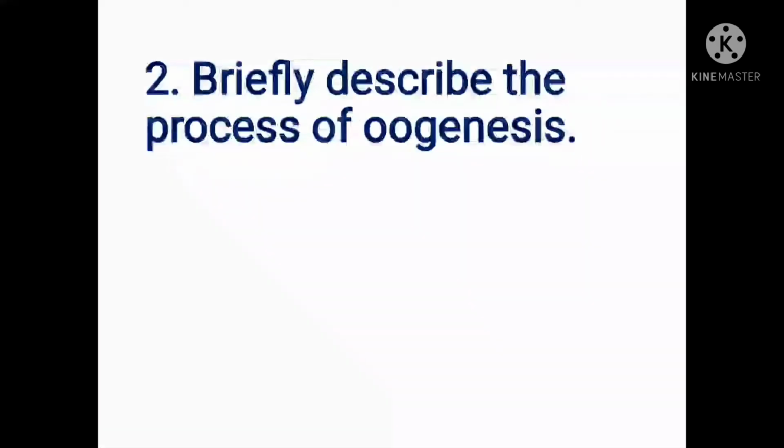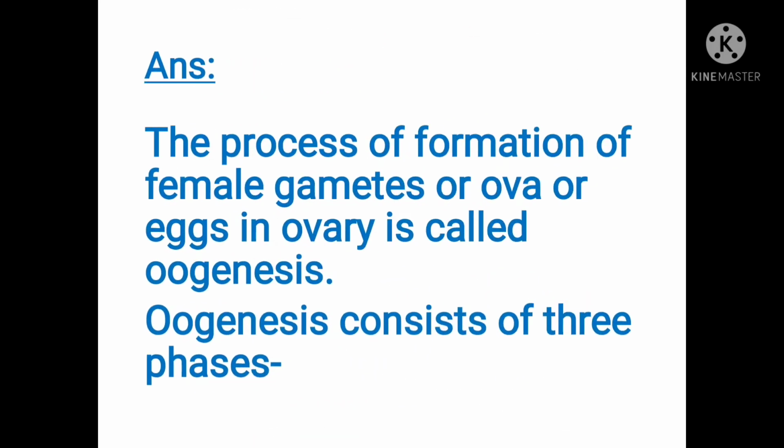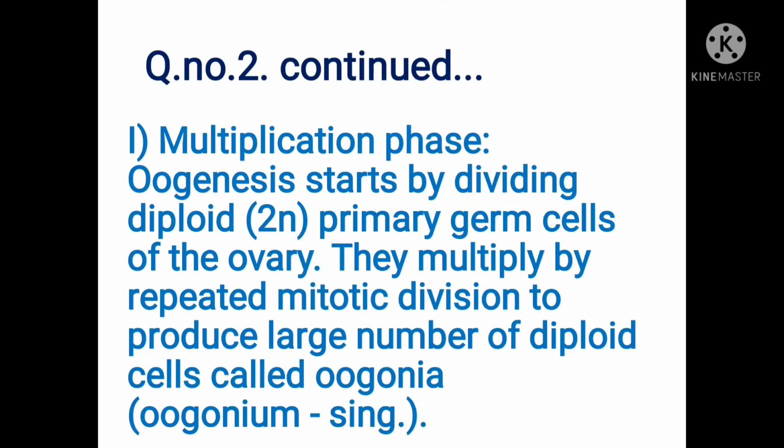Question number 2. Briefly describe the process of oogenesis. Answer. The process of formation of female gametes or ova or eggs in ovary is called oogenesis. Oogenesis consists of 3 phases: maturation phase, growth phase, and multiplication phase.